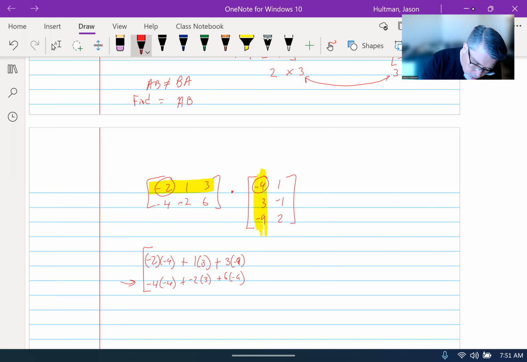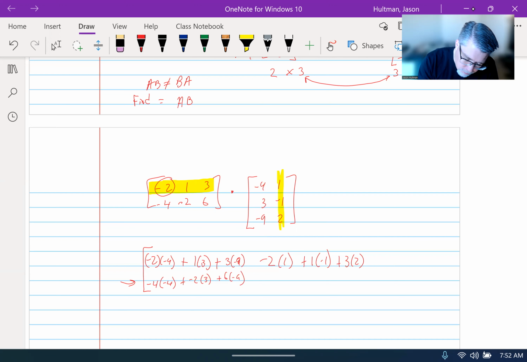Okay, and then we're going to move on to the first row, second column. If I do first row, second column here, then that's going to give me the first row, second column entry. And so that's going to be -2 times 1, plus 1 times -1, plus 3 times 2.